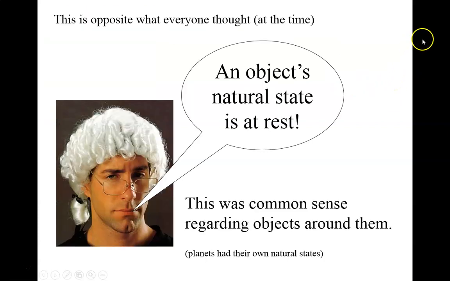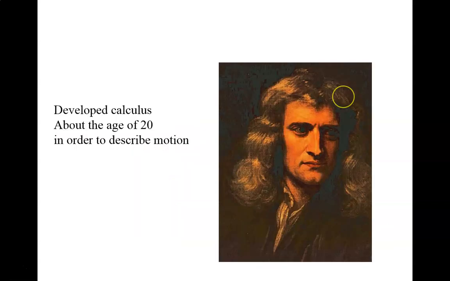So this is contrary to what everyone thought. Everyone thought that an object naturally wants to stay still, and naturally wants to come to rest, and things tend to do that. But that's just because friction is constantly around. Except for the heavens. The heavens had their own laws of physics. The planets could keep moving because they weren't on the Earth. The laws of the Earth physics didn't apply in space.